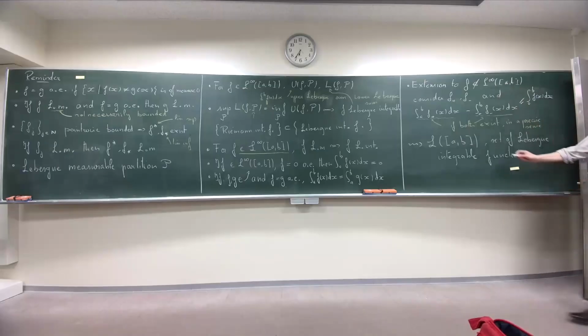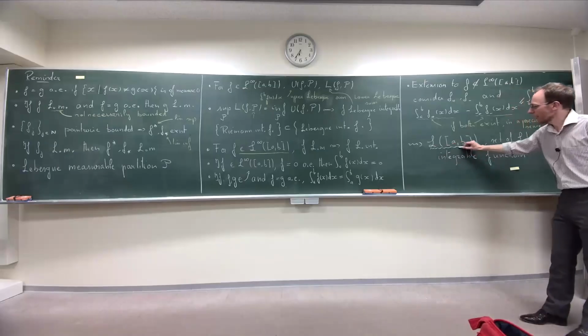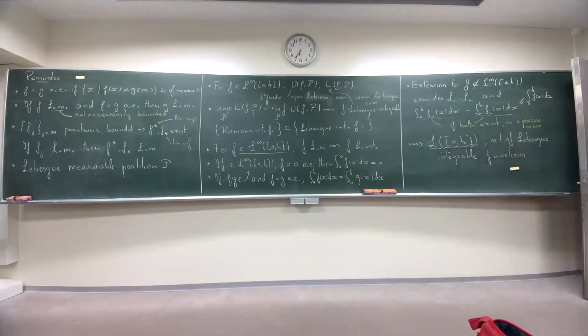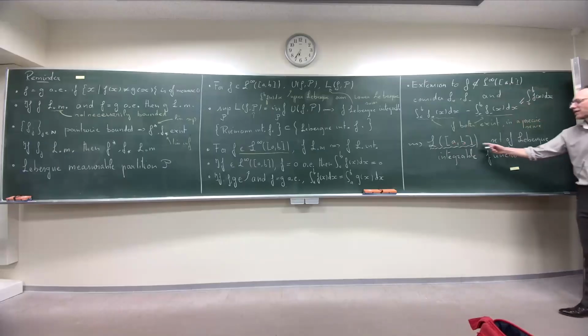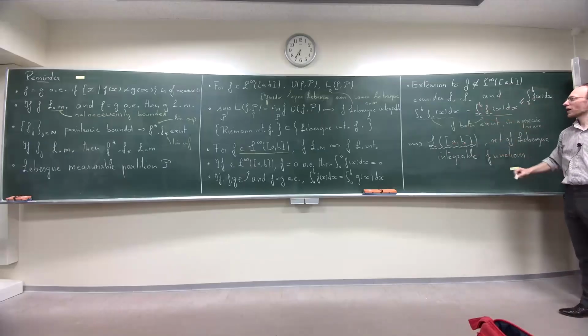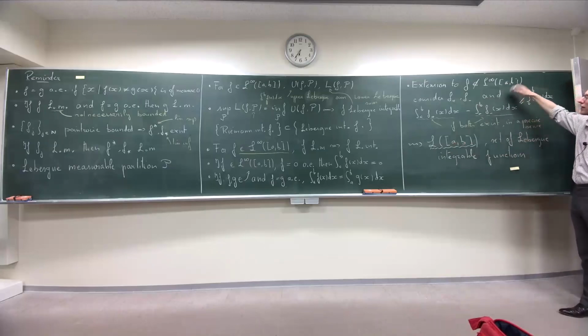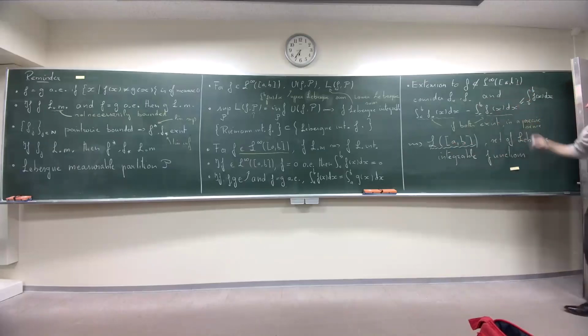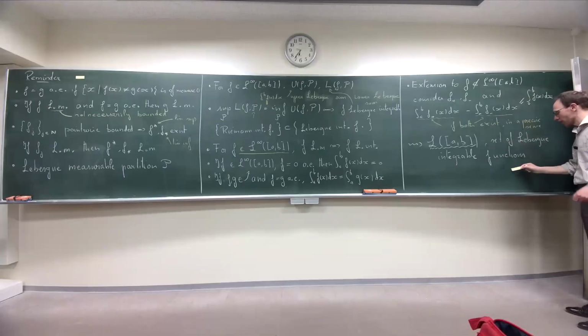So we denote now by this curly L of AB the set of all Lebesgue integrable functions, no matter if they are bounded. So this is what we did up to now, no matter if they are bounded or unbounded, as long as we use the definition recalled here. This is called the set of Lebesgue integrable functions.